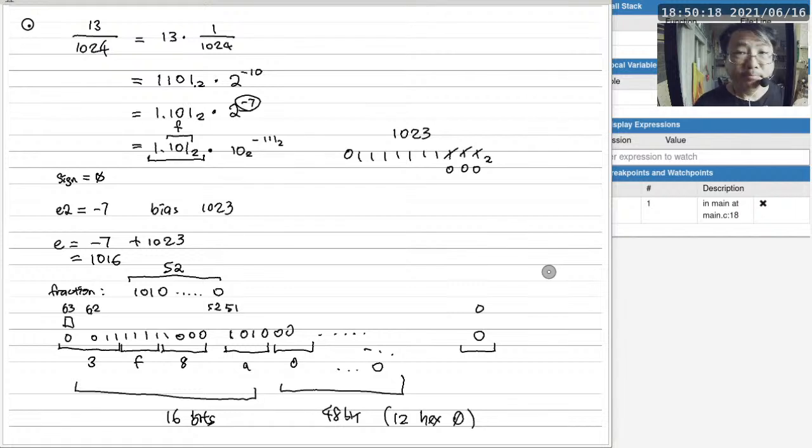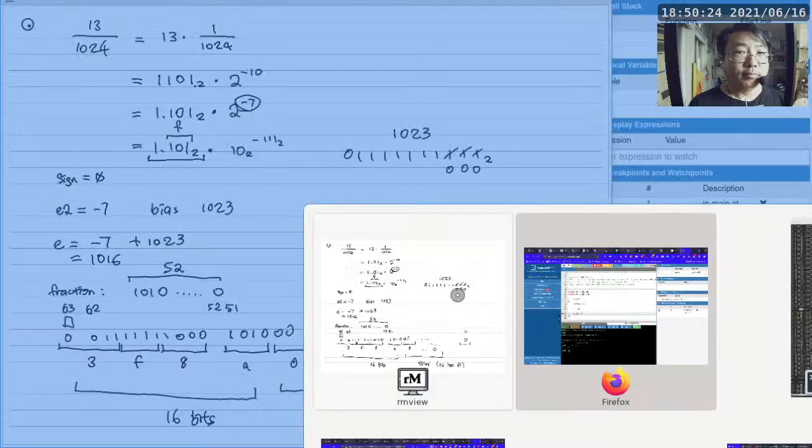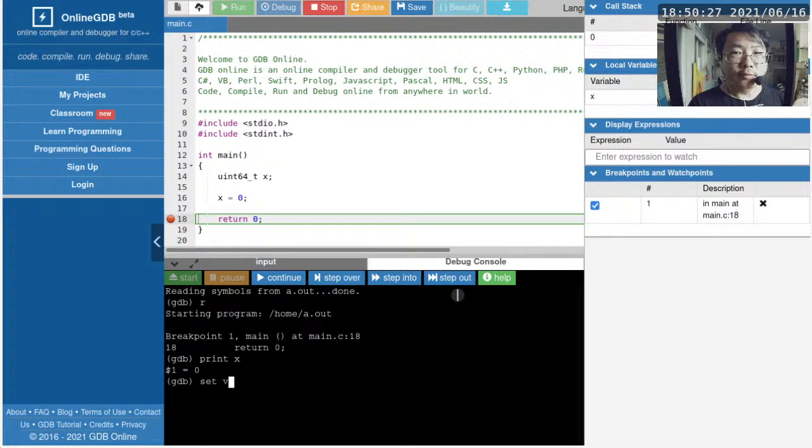Okay, so let's go ahead and enter this number. I'm going to switch back to GDB, and we say set var x equals, and in C you can specify hexadecimal if you use the prefix of 0x, then you can go ahead and use base 16. I will explain base 16 in the next class, but for now I'm just going to punch it in. So 3F8A followed by 12 zeros. 1, 2, 3, 4, 5, 6, 7, 8, 9, 10, 11, 12. There we go. Press the enter key.